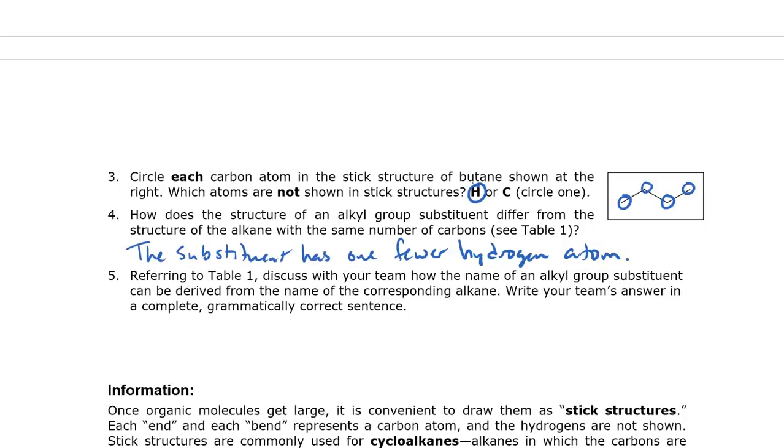Okay? Number 5. How can the name of an alkyl group substituent be derived from the name of the corresponding alkane? And write your answer in a complete sentence. Pause now.